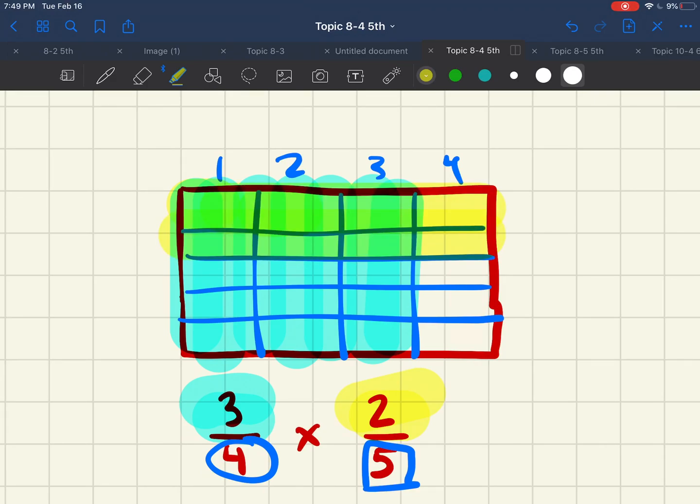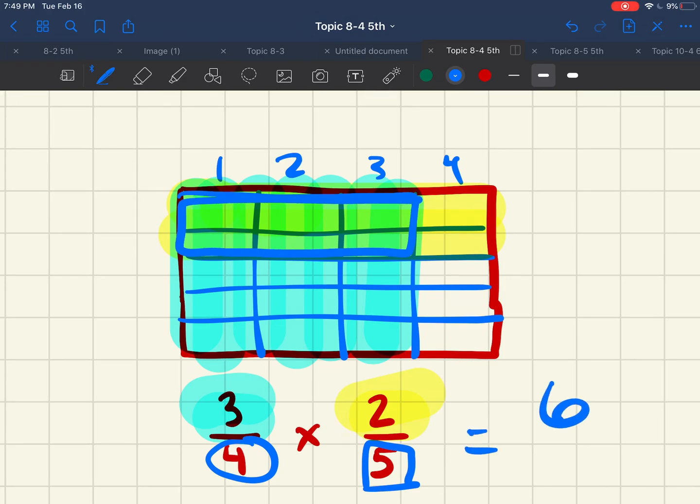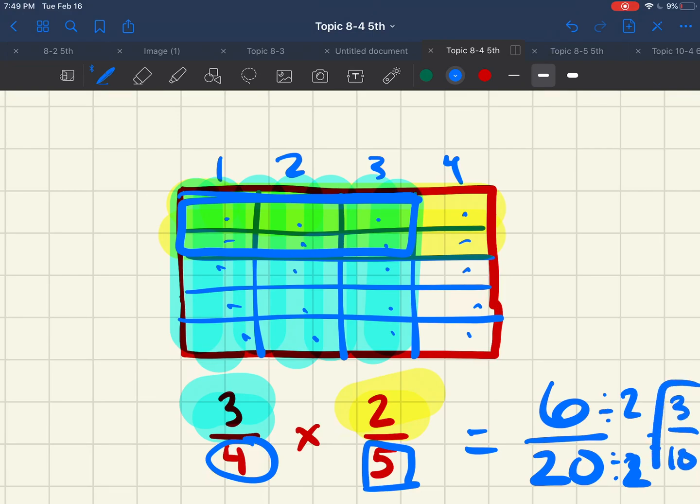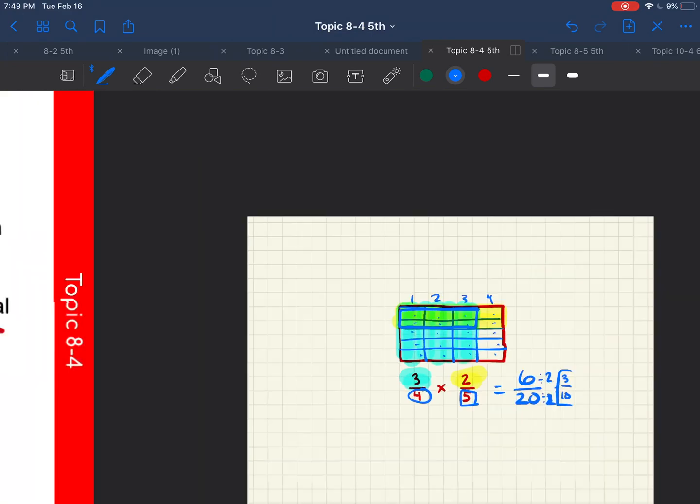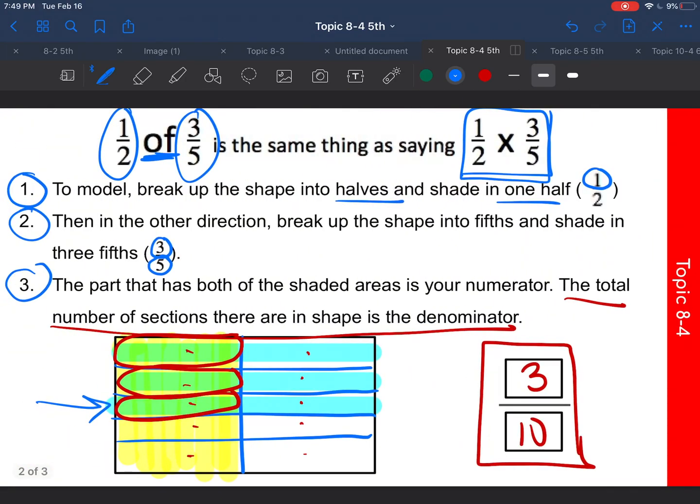Okay, so my answer is whatever has both. Okay, so this section has both colors, so it's 6 out of, if we count all the sections, 1, 2, 3, 4, 5, 6, 7, 8, 9, 10, 11, 12, 13, 14, 15, 16, 17, 18, 19, 20. 6/20. And we can actually simplify this by dividing top and bottom by 2 to get 3/10. Okay, actually, that's the same as this problem.